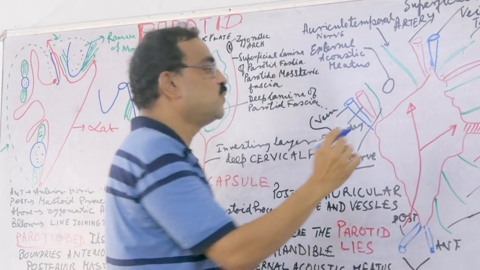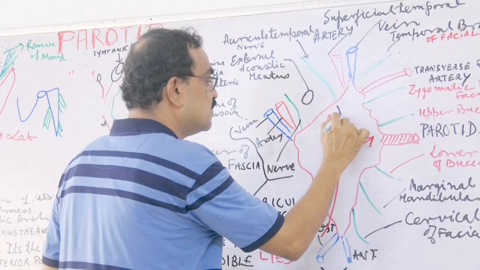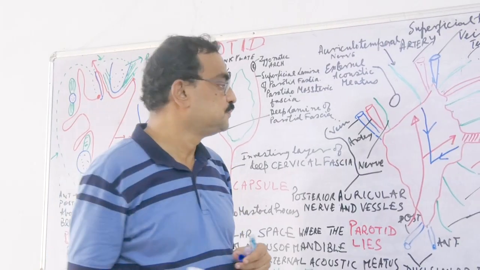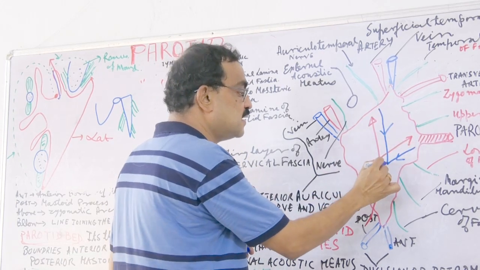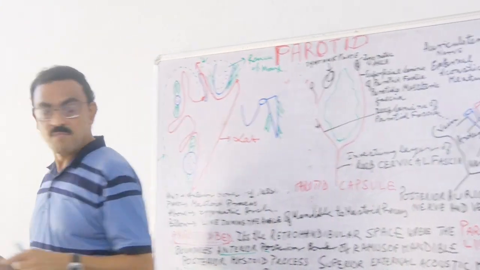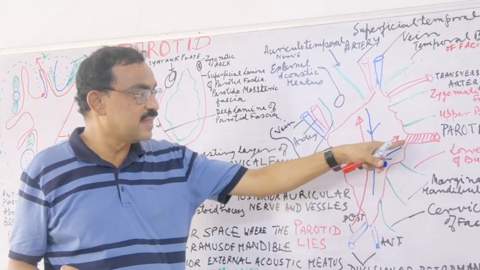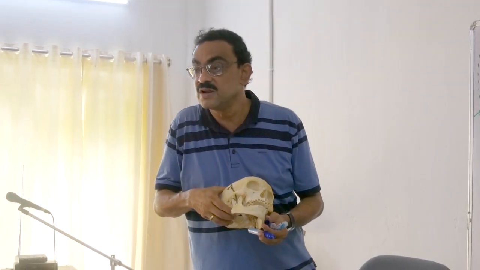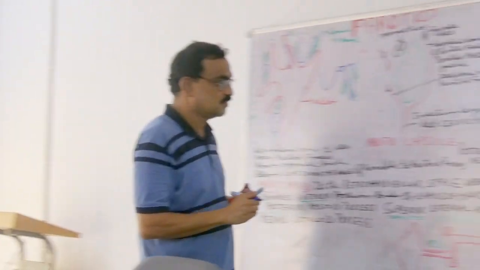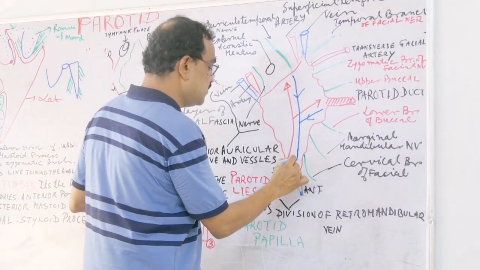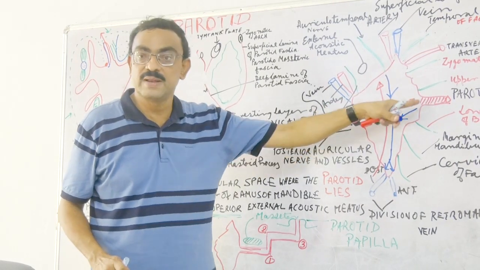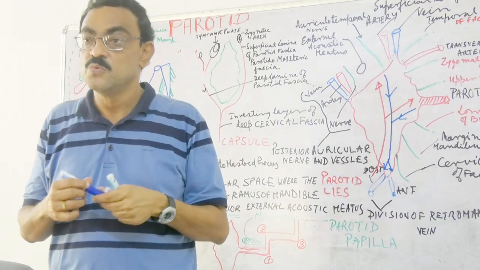And within the gland, what we can see is the formation of the veins. This is the superficial temporal vein, and this is the maxillary vein. They unite to form this vein, and this vein is behind the ramus of the mandible, so it is called the retromandibular vein. And this again divides into anterior and posterior divisions. So this union of the superficial temporal vein and maxillary vein, and this division, takes place within the glandular substance.